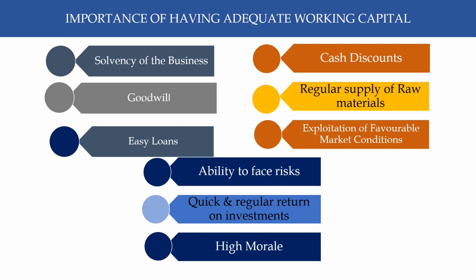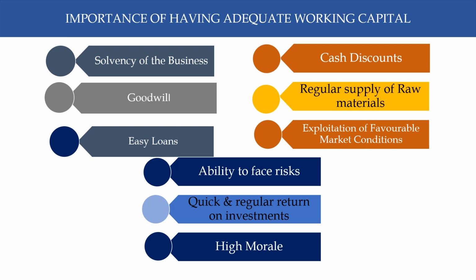Now let's see what benefits could be derived from having an adequate amount of working capital. To start with, solvency of the business. When we have an adequate amount of working capital, it helps to maintain the solvency of the business by providing uninterrupted flow of production. When goods are produced without any interruption, we'll be able to produce and sell goods and we'll be able to get profit out of it.